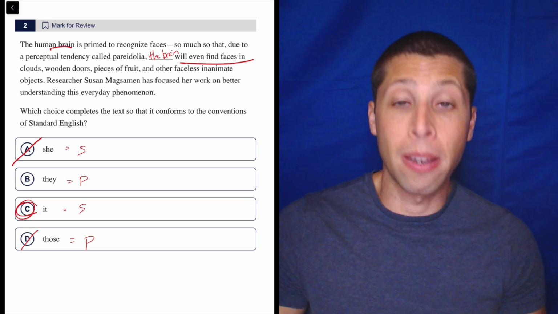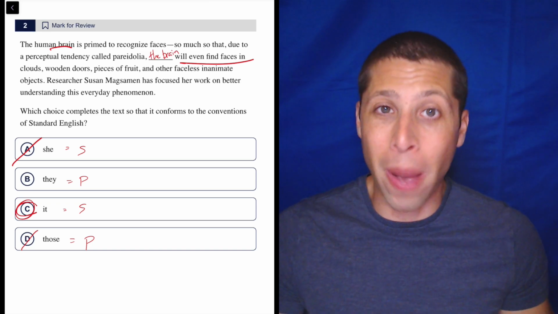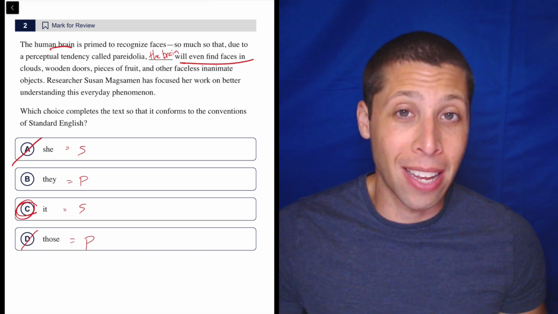So you can substitute it in because that is what a pronoun is. It is a substitute for some other noun. So substitute back, see what you get, and see how it sounds. And if it makes sense, you're probably good to go.